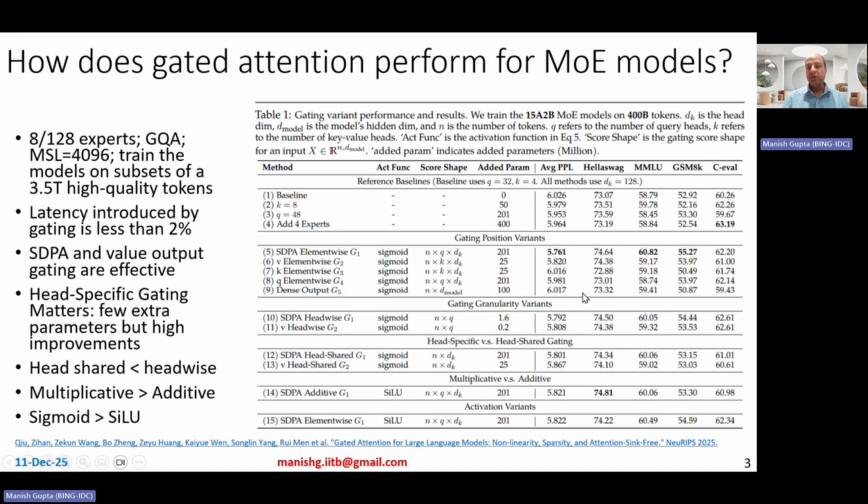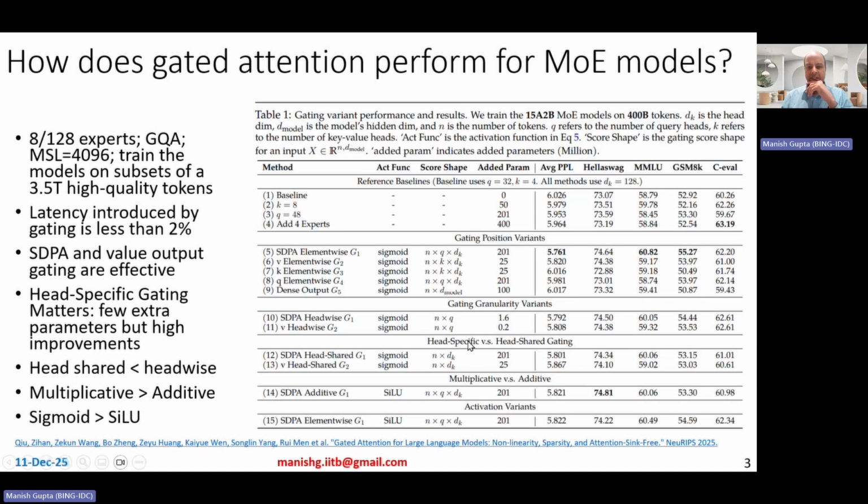It does improve with respect to the baseline results. Now, obviously, these results are not as good as the element-wise results. Element-wise is best. However, even head-wise gating leads to significant improvements in the model performance with a very small amount of extra parameters. Gating is very quick to perform, and therefore the latency introduced by gating is less than 2%. So that is not a concern in that sense.